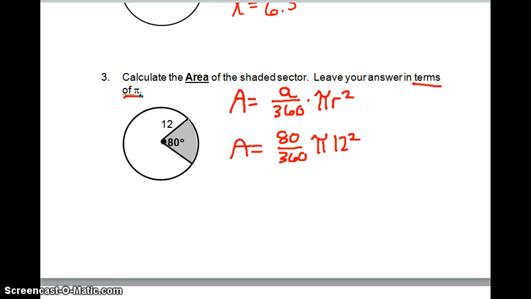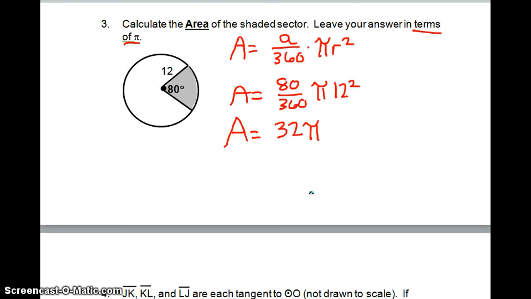This time we're leaving it in terms of pi, so we're not going to put pi in the calculator. We're just going to do 80 divided by 360 times 12 squared. That's 32. So area equals 32 pi. And that's number 3.